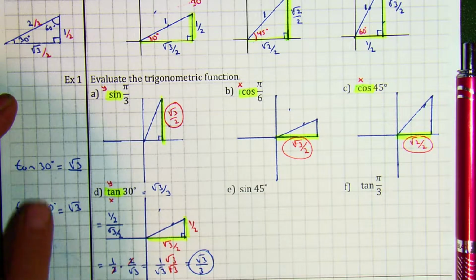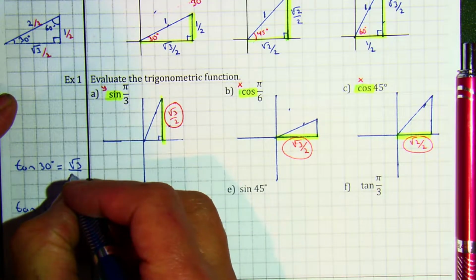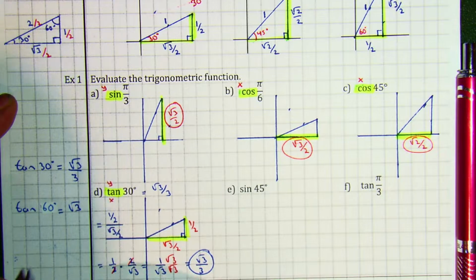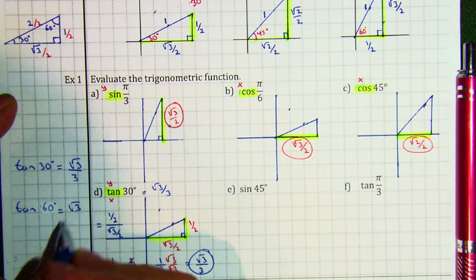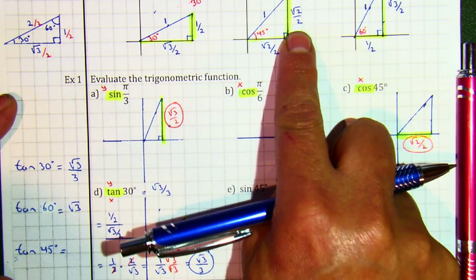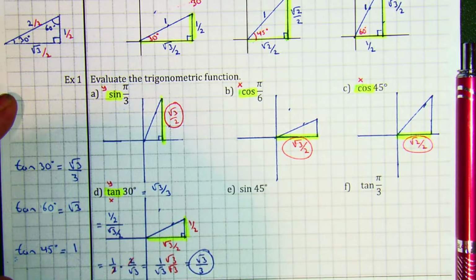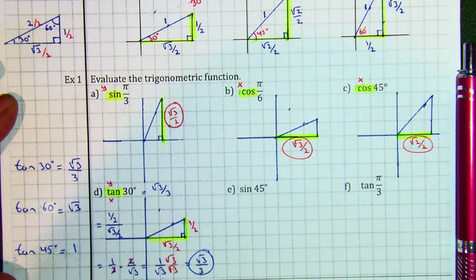Now, which is smaller, 30 degrees or 60? 30 degrees is smaller, so therefore that one I divide by 3. So therefore tangent of 60 is square root of 3, and the tangent of 45 is going to be the y over the x, and because they're equal to each other, it's going to be 1. So you do want to be able to memorize those. And I'll go over this again later on today.